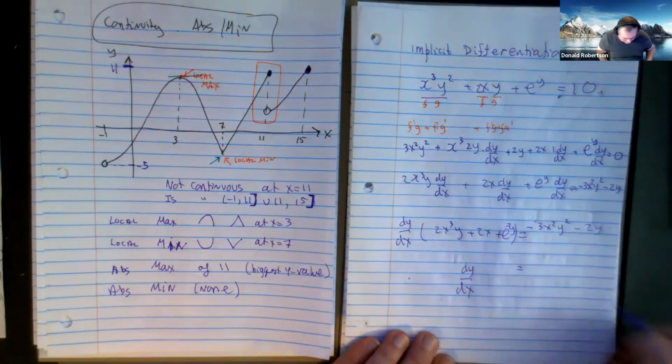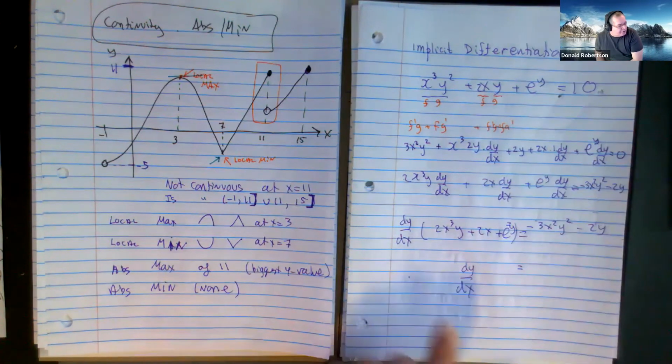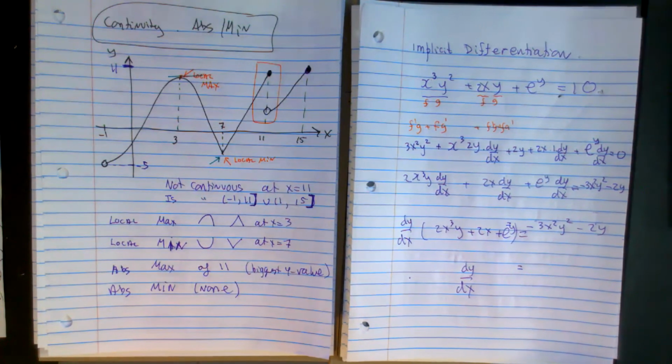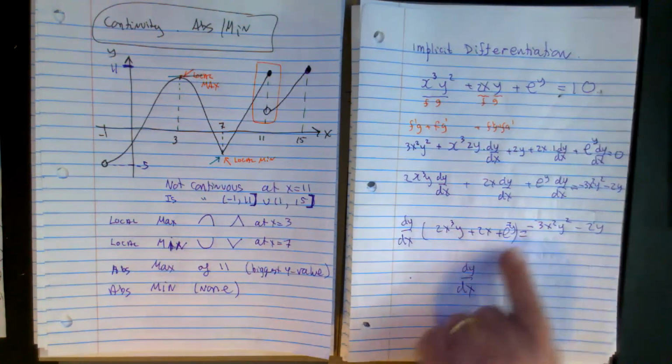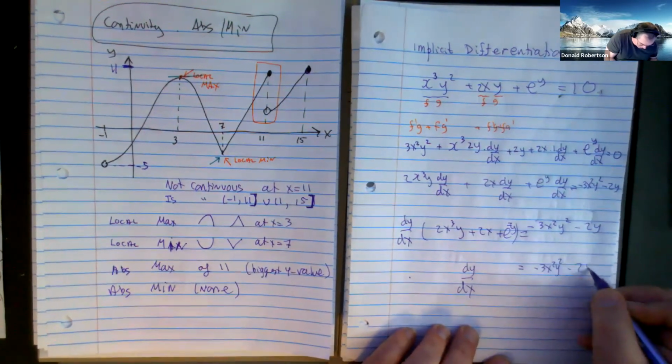So what do I now do to find dy by dx? Again, this is pretty much standard every single time. This is what happens. Divide both sides by what's in the parentheses. Yeah, I think I tend to call it divided by the ugly guy, right, which is this.